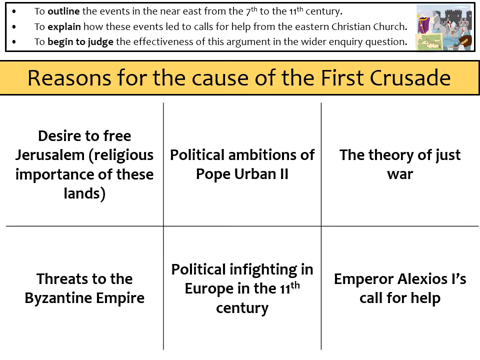political infighting in Europe in the 11th century, which you know a lot about already. You know about the situation with Normandy and with England, and a call to arms, or a call for help really, from an emperor called Alexius I. Now, these 6 different arguments can also be further divided into 2 different groups.